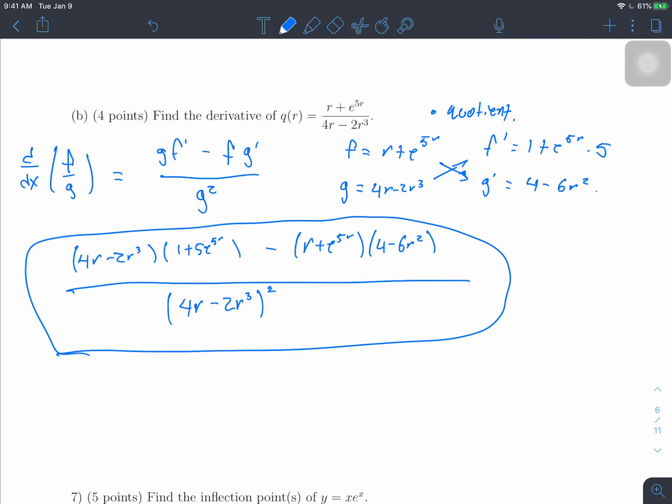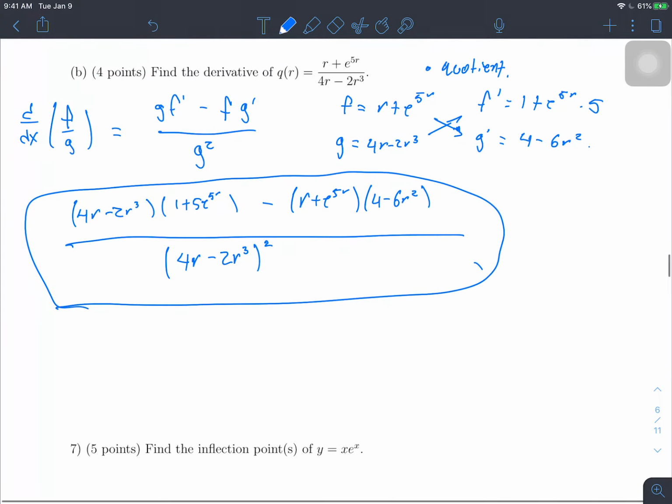If you're really dedicated, you can FOIL all of that stuff out and simplify to the best of your ability, but I feel like this is a good stopping point, especially for the purposes of review.